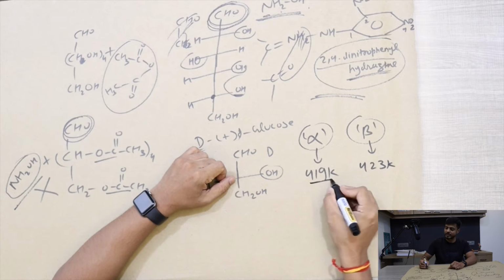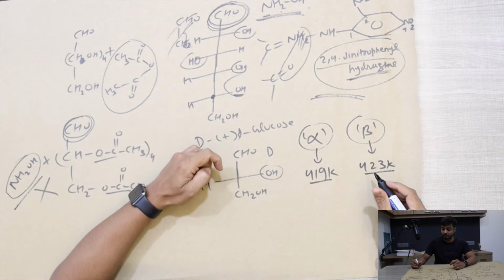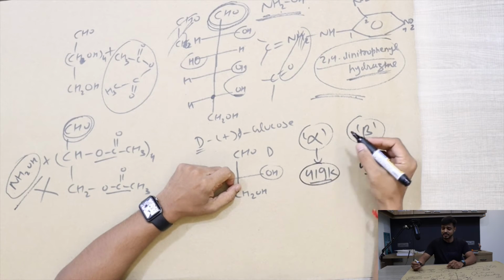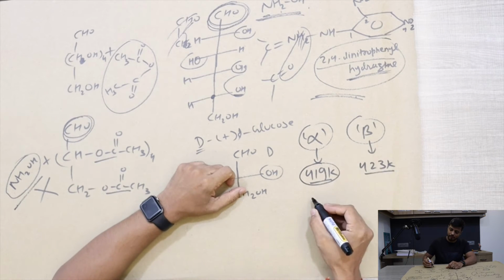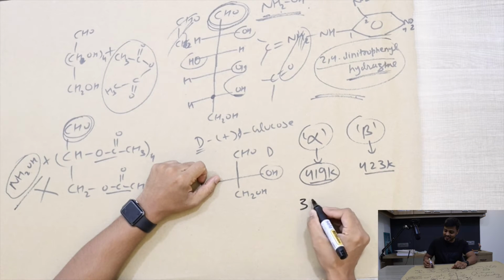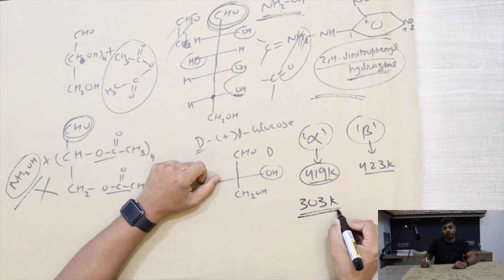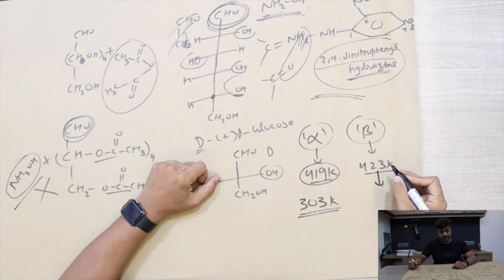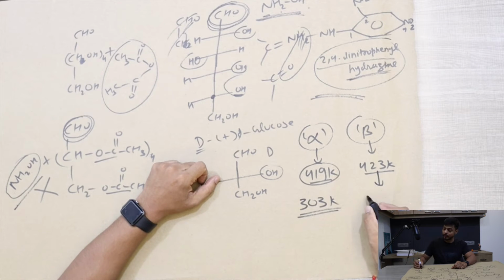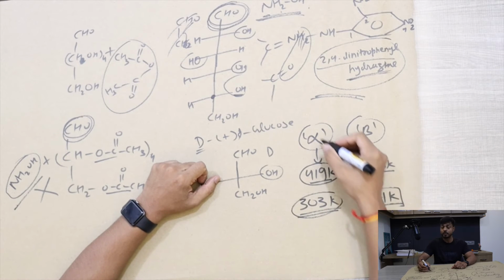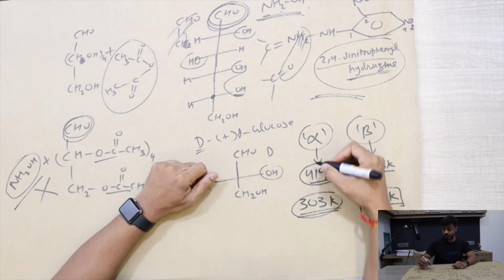There is not so much difference in their melting points, but once you extract them by crystallization, the alpha form crystallizes just above room temperature. From a concentrated solution of glucose, it crystallizes at 303 Kelvin. And the beta form crystallizes again from a concentrated solution almost at the boiling point, around 371 Kelvin. So at 371 Kelvin the beta form crystallizes out, and the alpha form crystallizes at 303 Kelvin.